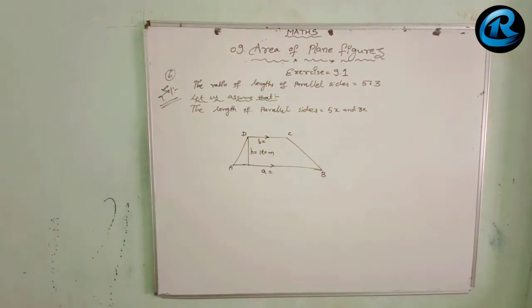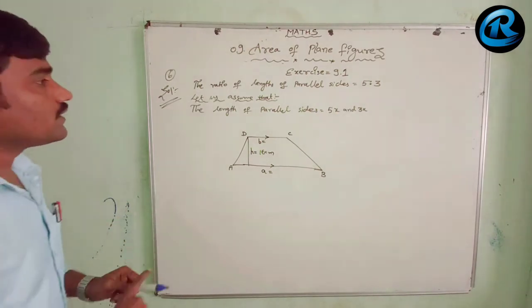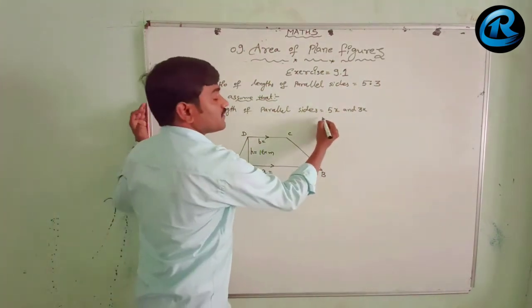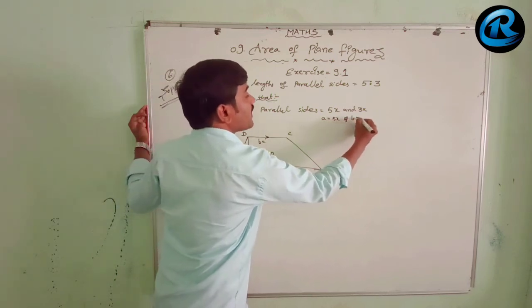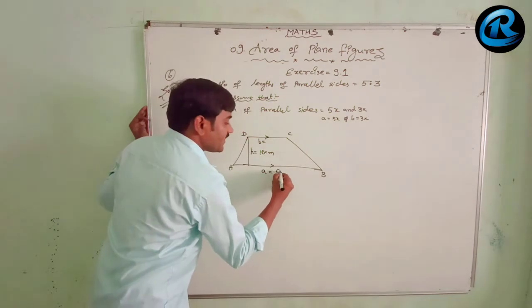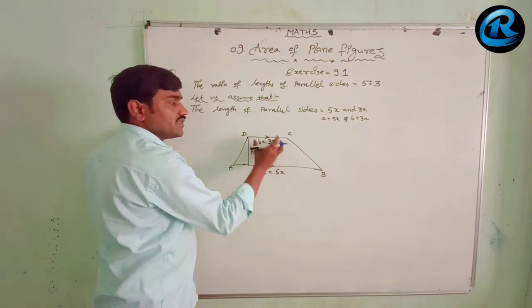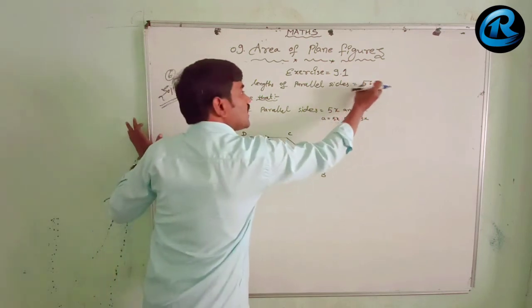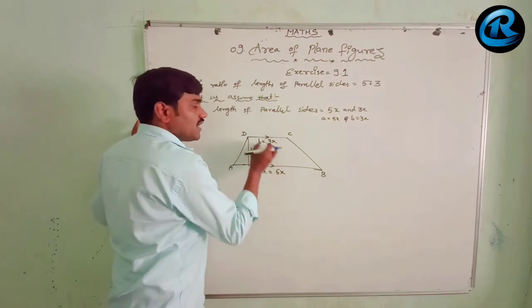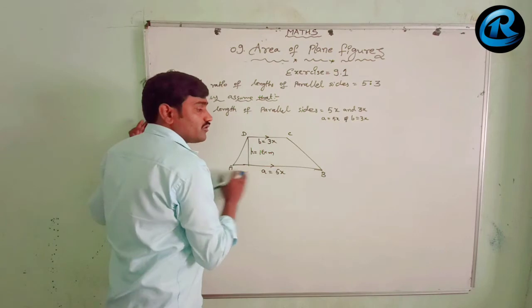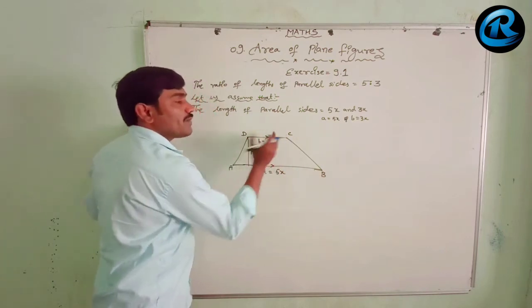Let us assume a equal to 5x and b equal to 3x. అంటే దీని లెంత్ 5x అనుకుందాం, దీని లెంత్ 3x అనుకుందాం. Why? The ratios are given. These two sides are in the ratio 5:3, so it will be 5x length and 3x length. If you know the x value, you will know the actual length of these two parallel sides.